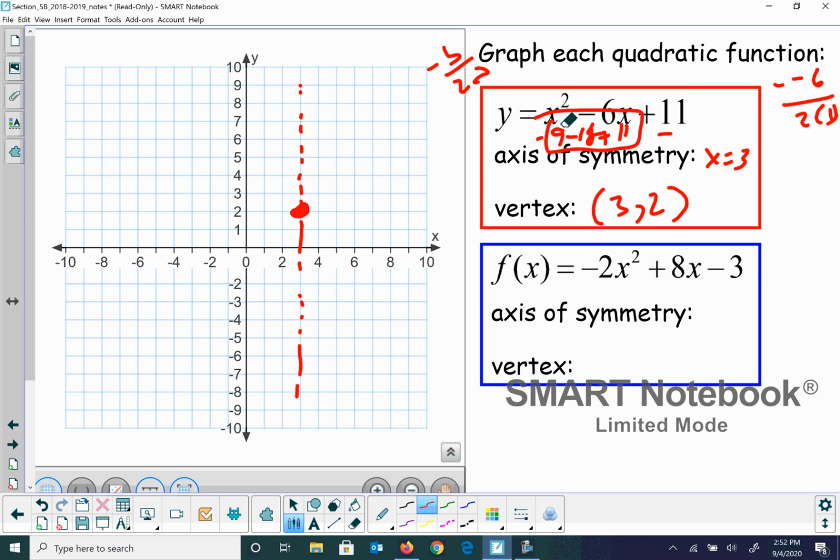My pattern graph will work as 1, 3, 5. So I'm going to go right 1 up 1, left 1 up 1, right 1 up 3, left 1 up 3. And that's how that works.